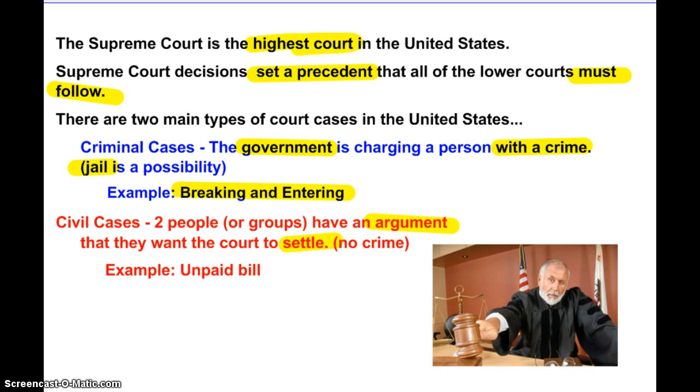A good example would be I hire a carpenter to do some work at my house. He finishes and I don't pay him. He will sue me in court, and that will be a civil case. He wants to try and get the money that I owe him. Criminal cases, civil cases.